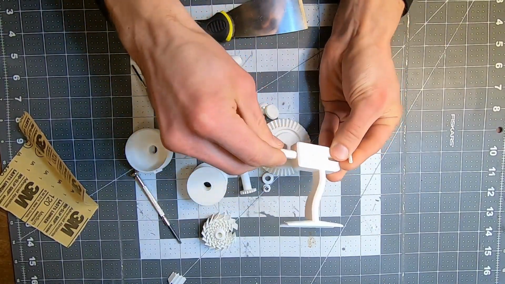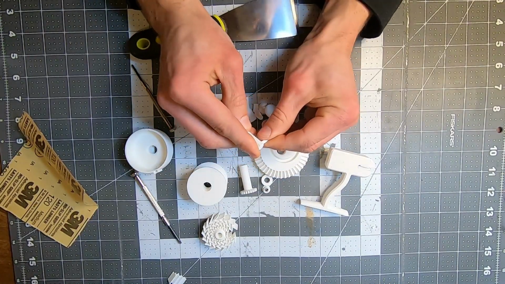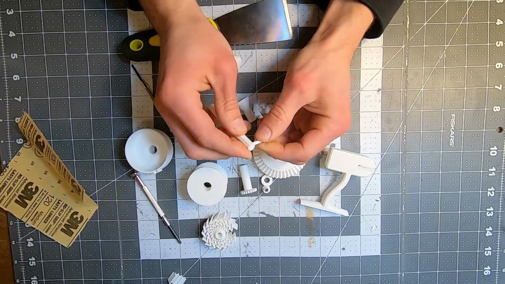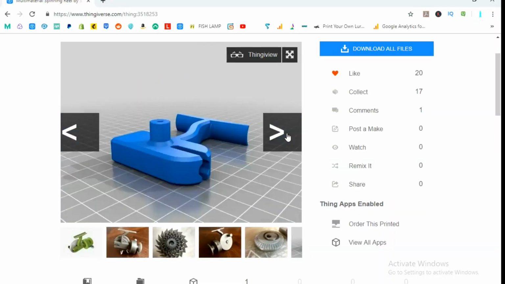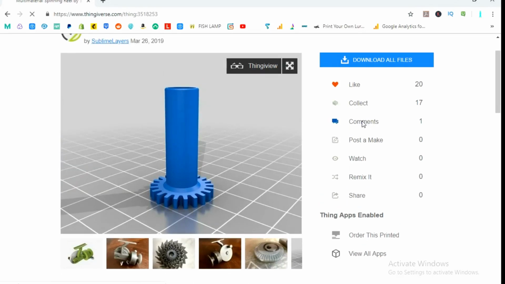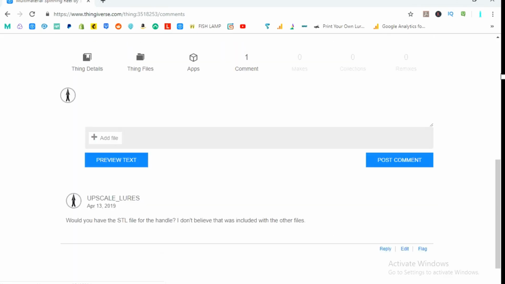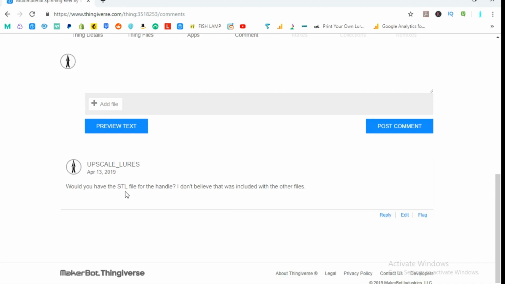After getting this fully assembled, I noticed there was no handle piece. I did look over the STL files, and it was not in there. I thought, did I miss printing it? Did I lose it? I wasn't quite sure. But I checked the STL files and it wasn't in there. So I contacted the designer. I sent him a message. This was probably over a week or two ago, and no response. So we'll have to hold on for that.